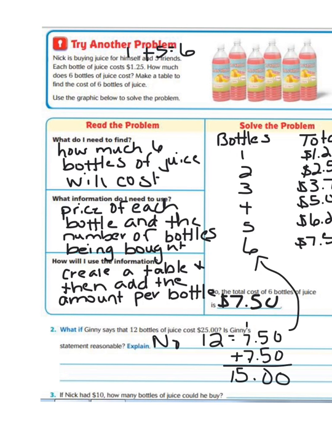And if Nick had $10, how many bottles of juice could he buy? Well, we know that 6 is going to be $7.50. So then if we add $1.25 to that, that would be $8.75. And then if we went to 8 bottles, $8.75 plus $1.25 would be $10. So he would only be able to buy 8 bottles of juice, because if we went any more, it's going to put him over his $10.